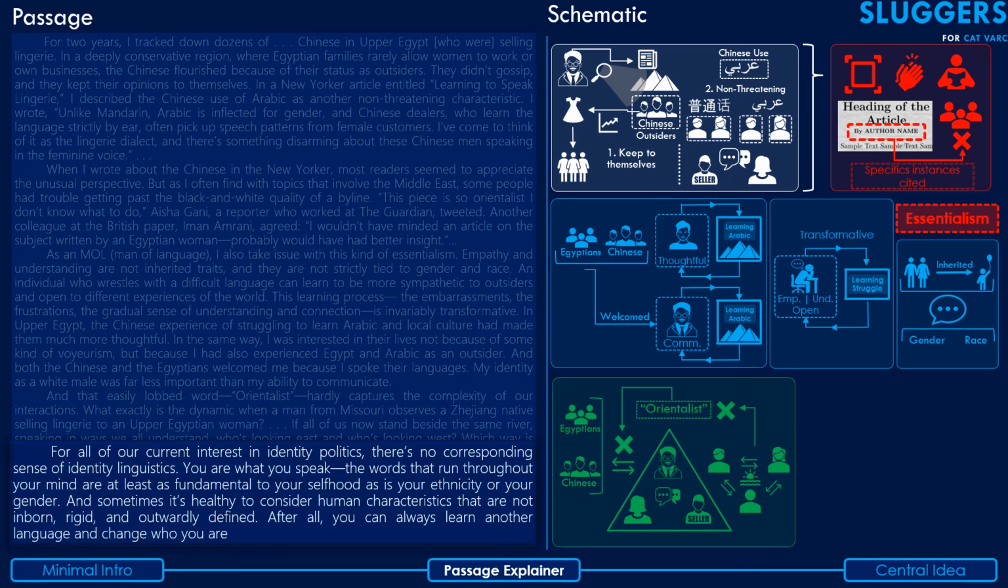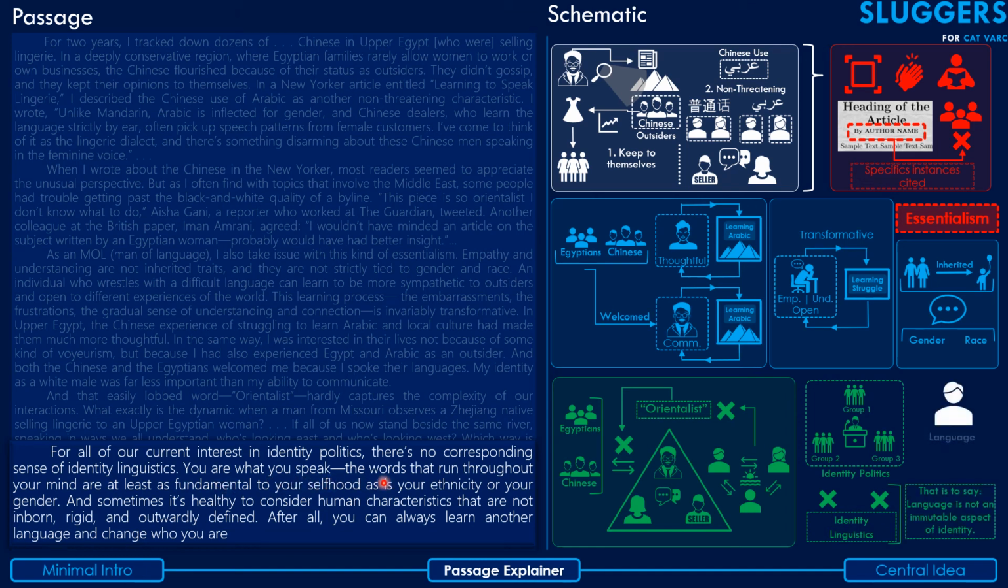Coming to the last paragraph: for all our current interest in identity politics, there's no corresponding sense of identity linguistics. You are what you speak. The words that run throughout your mind are at least as fundamental to your selfhood as is your ethnicity, or your gender. And sometimes it's really healthy to consider human characteristics that are not inborn, rigid, and outwardly defined. After all, you can always learn another language and change who you are. So guys, that was the reading of the last paragraph.